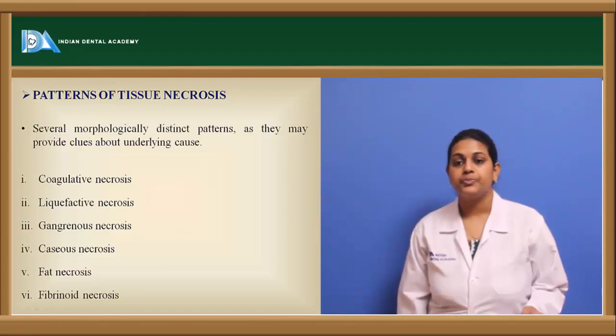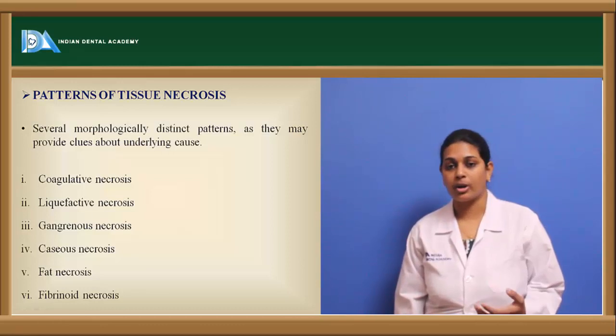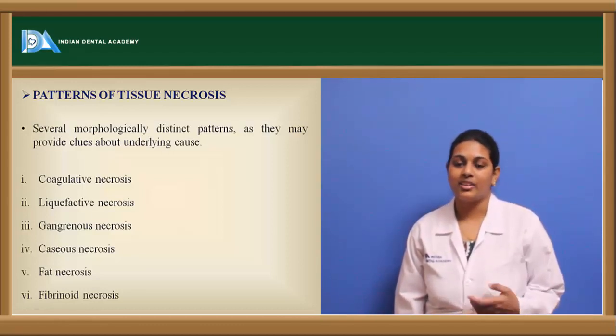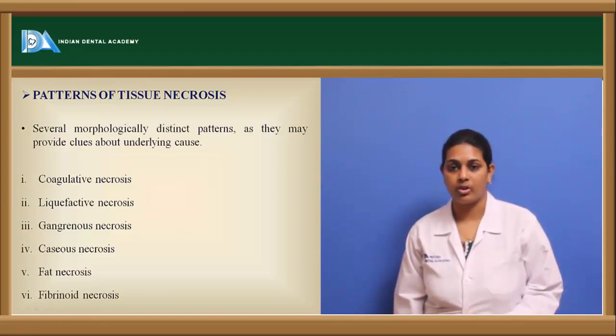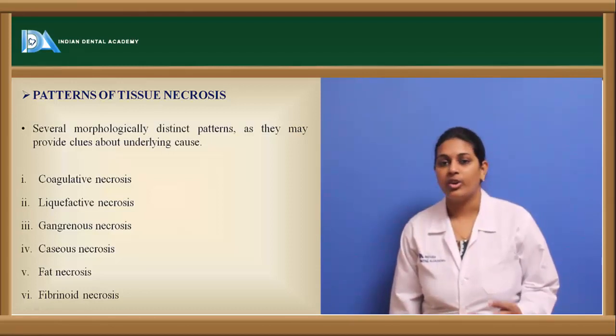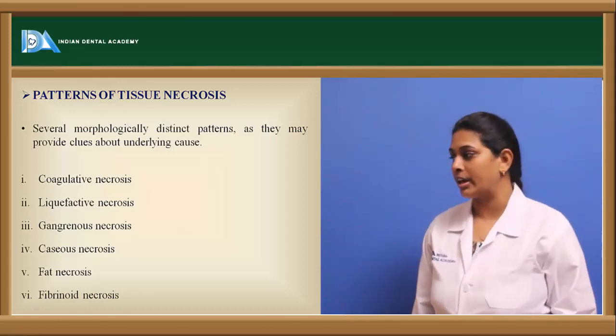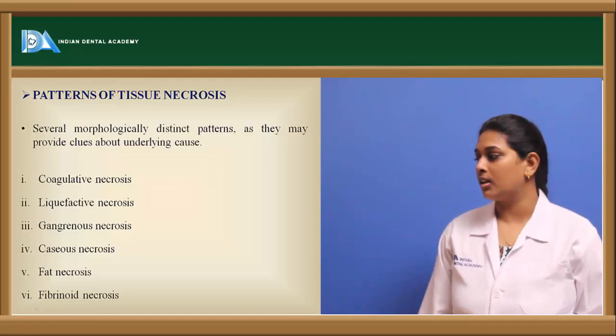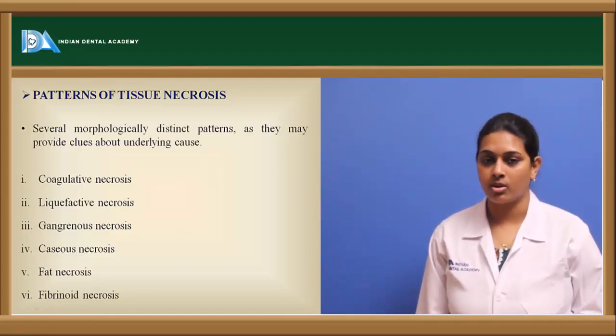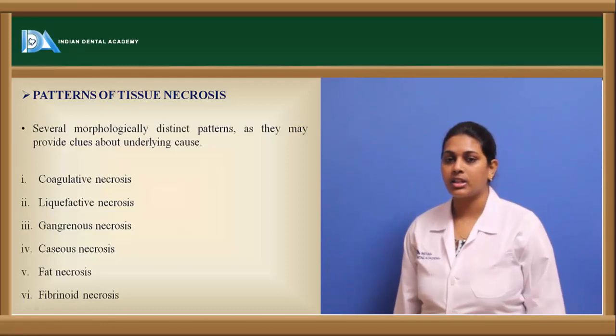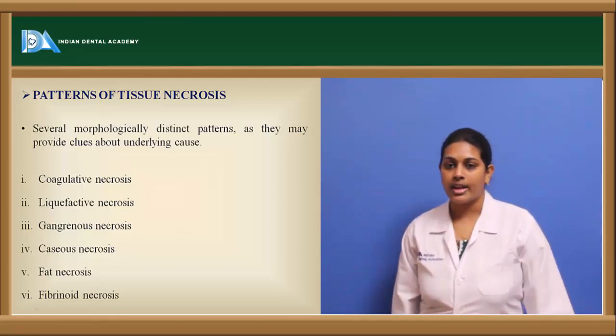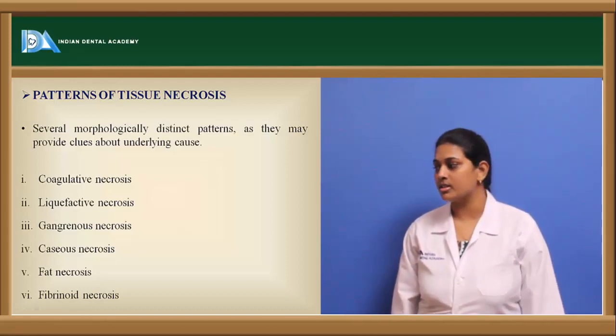This necrosis provides a proper clue, that is a basic cause, why this type of necrosis occurs, and it can be explained when we view it with the naked eye. So these are the 6 types of necrosis: coagulative necrosis, liquefactive necrosis, gangrenous necrosis, caseous necrosis, fibrinoid necrosis, as well as fat necrosis.